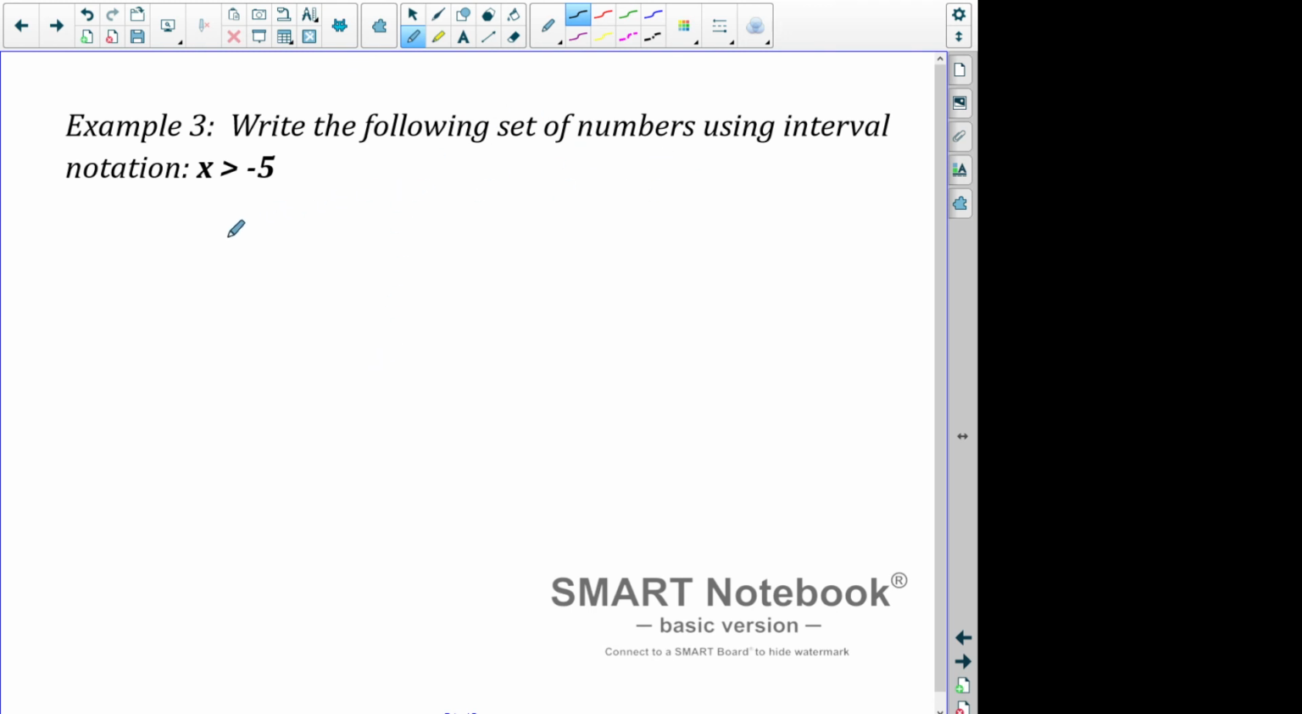So write this set of numbers using interval notation. So this is all the x greater than -5. If I were to look at a graph of this, this would be -5. I would have an open circle, and my graph would go on forever to the right. So in interval notation, the smallest number it can be is -5. The biggest number it can be is infinity. Round bracket on the infinity, and I've got an open circle here, so I'd use a round bracket on the -5.